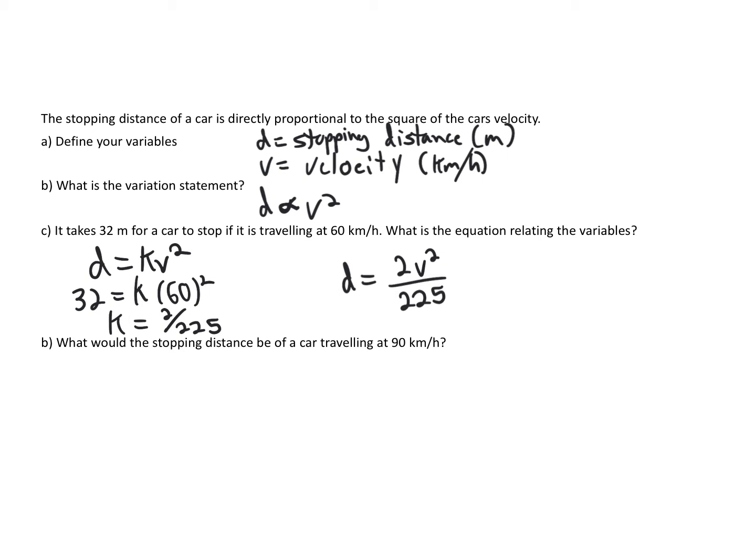From there, we can now use that equation for part D. So plug it in. 2 times the 90 kilometers an hour squared divided by the 225. And we get an answer of 72 meters.